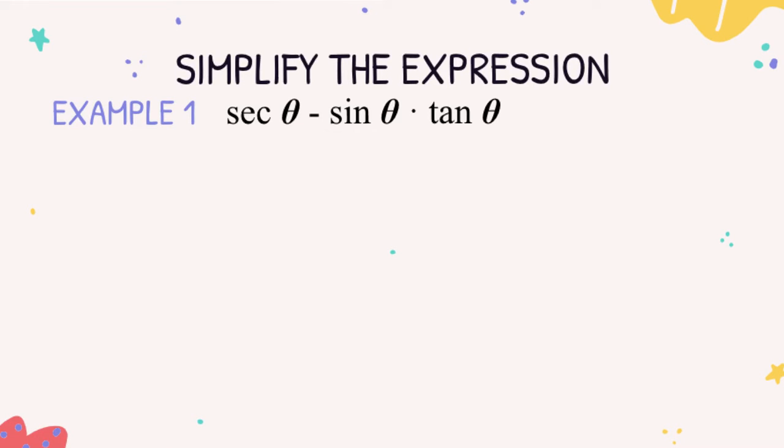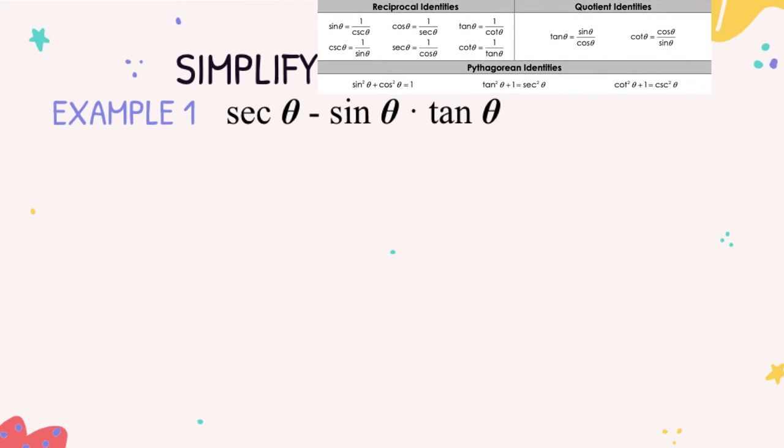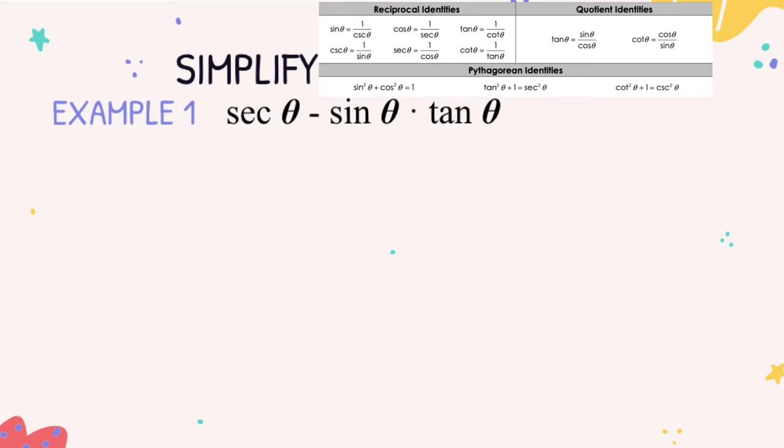Example 1, simplify the expression. So here we have secant of theta minus sine theta times tangent of theta. We need to use our trigonometric identities to simplify these expressions into just one expression.